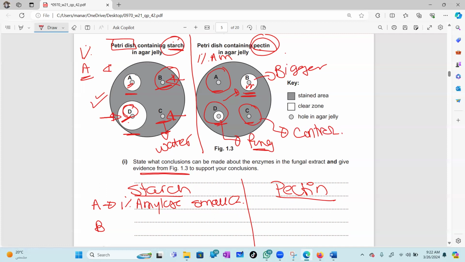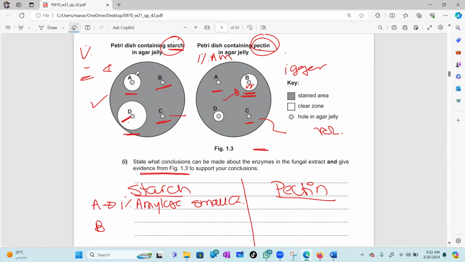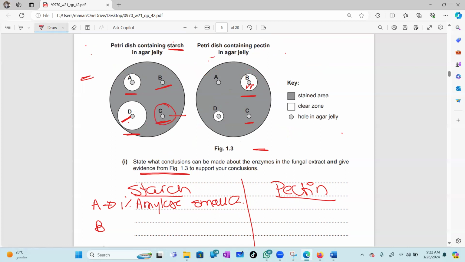Okay? So this question is out of 5 marks. It's very easy. You will simply compare both Petri dishes and you will compare every disc on its own. But all of you, maybe 95% of you, only talked about A and D and B here. That's it. So you lost a mark or 2 marks when the evidence was not enough. You not only need to talk about the 2 Petri dishes, but you need to talk about every disc separately. You have to mention that C is water. Very few of you did not mention anything about C.